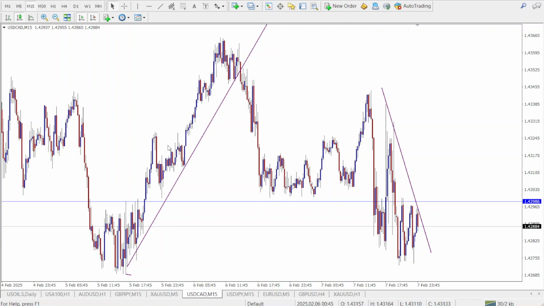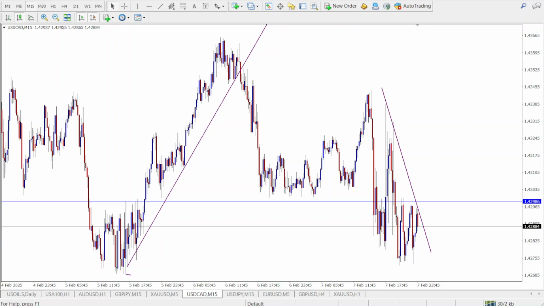Now, for an uptrend, if the market is making higher highs and higher lows, you draw a support trend line below the lows. When price touches this line and bounces up, it's a sign that buyers are in control. Then for a downtrend, if the market is making lower highs and lower lows, you draw a resistance trend line above the highs. When price touches this line and drops, it means that sellers are still in control. Now, for a tip, when a trend line breaks, like what we see happen here, it often signals a trend reversal or a breakout, which brings us to the next pattern.